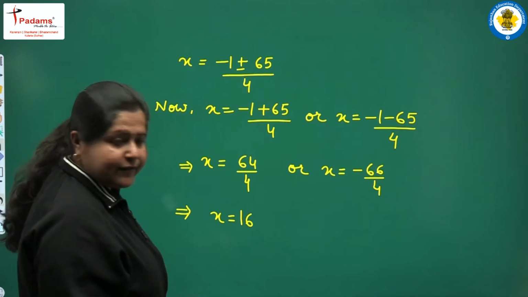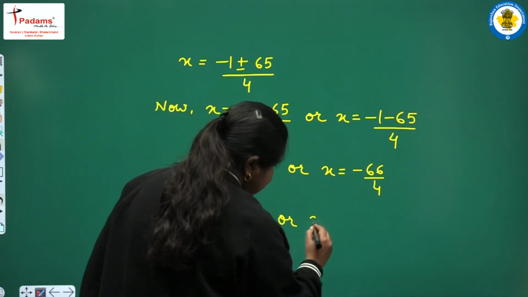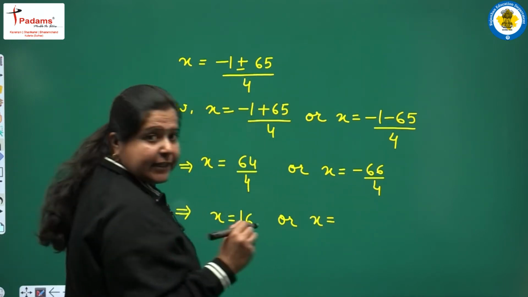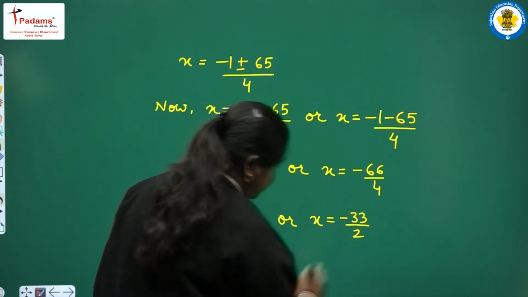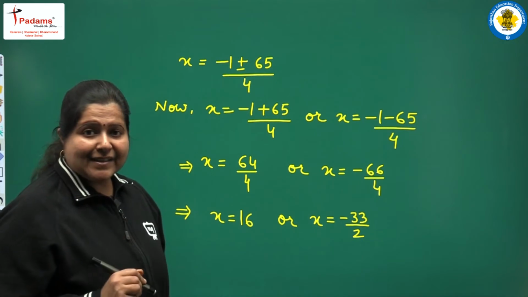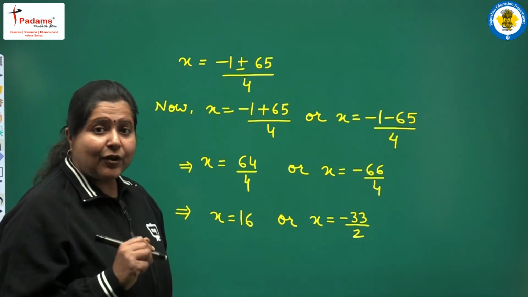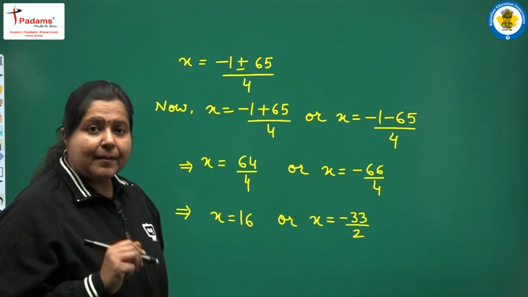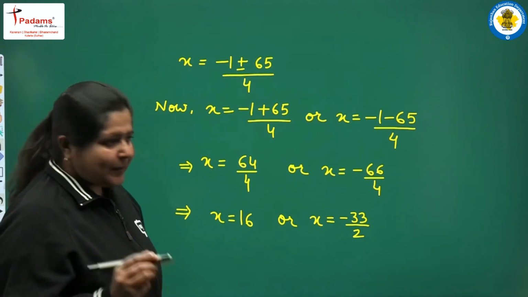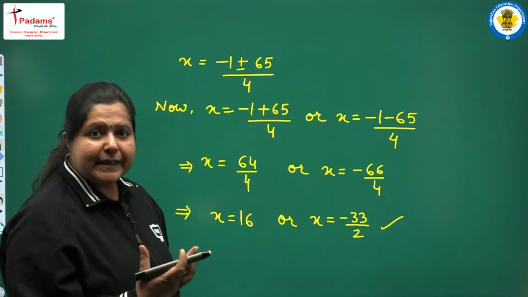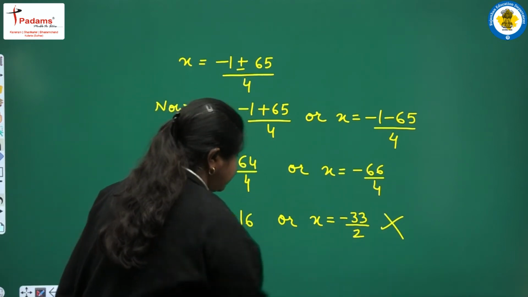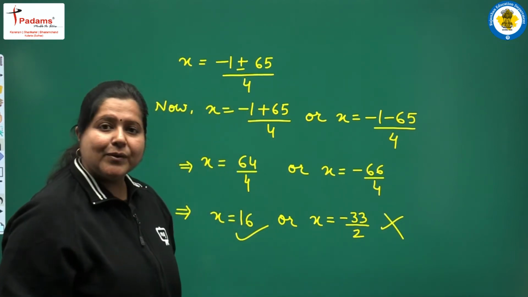16 4s is 64, or x is equal to, if we simplify dividing by 2, you will get -33 upon 2. Now what is x here in this question? It is the breadth of the rectangular plot. और क्या breadth negative हो सकती है? बिल्कुल नहीं. Breadth is a side of a plot and it cannot be negative. So we discard this value and we will take x equal to 16.